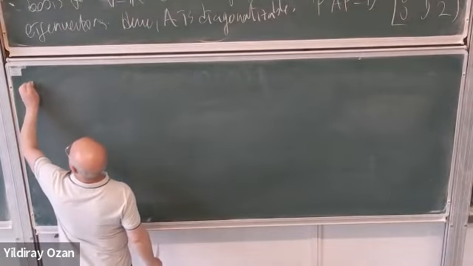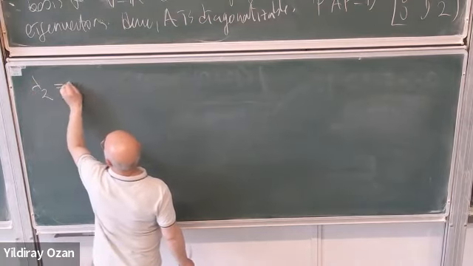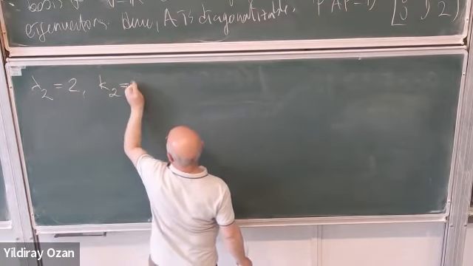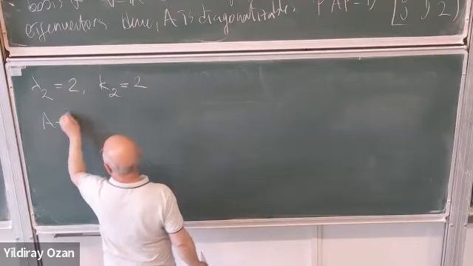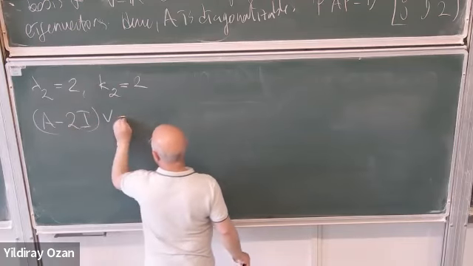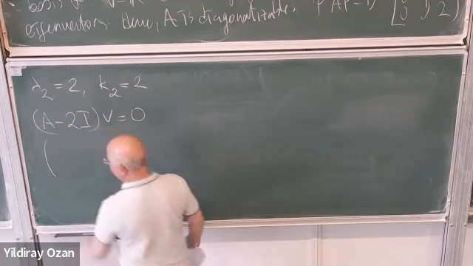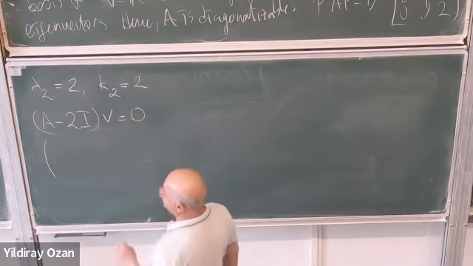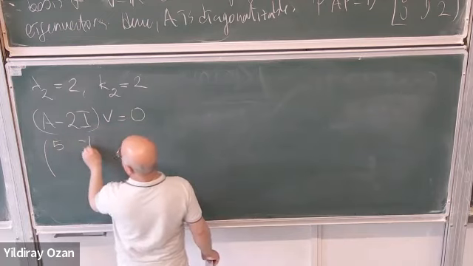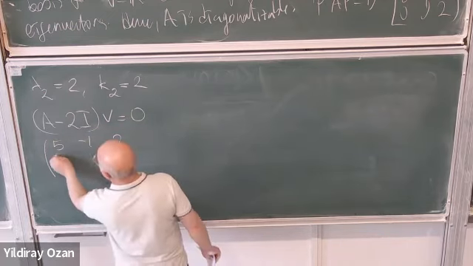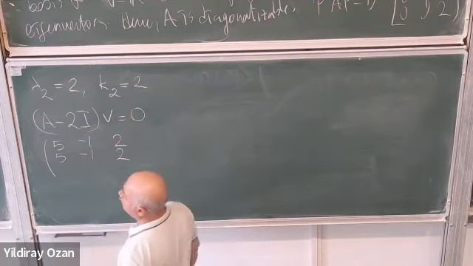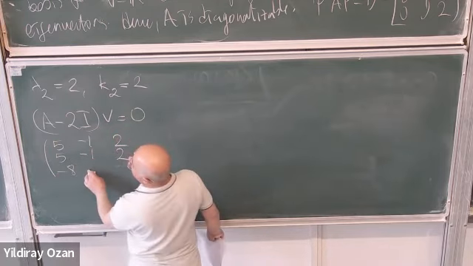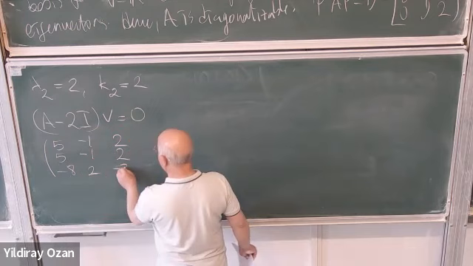What about the second eigenvalue? The eigenvalue is 2, and the multiplicity is also 2. So this time I look at A minus 2 times identity, times b equals 0. I subtract 2 times identity, so we get 5 minus 1, 2. 5 minus 1, 2. Minus 8, 2, and minus 3.